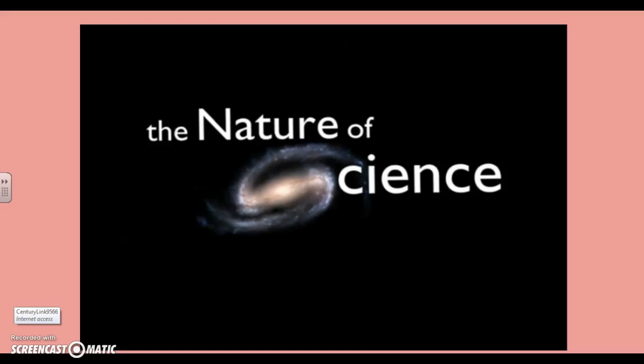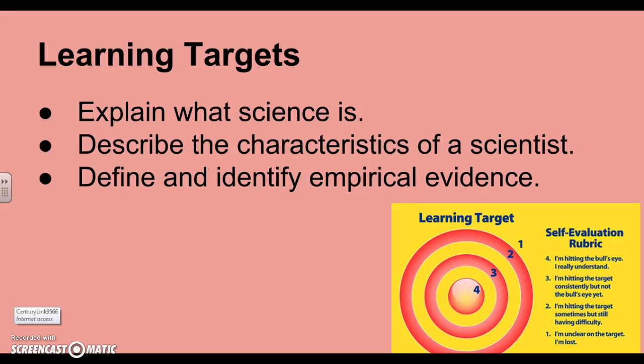Let's take a moment and review what we learned in class today about the nature of science. Our learning targets were to explain what science is, to describe the characteristics of a scientist, and to define and identify empirical evidence. You should be feeling pretty comfortable with those by the end of the slideshow, where you're getting close to a 3, if not a 4. We will be practicing these more in class.